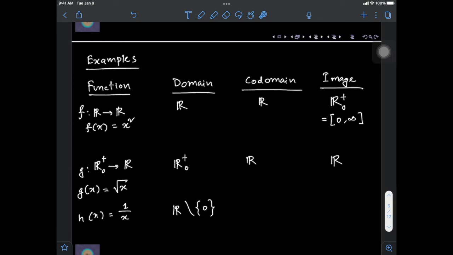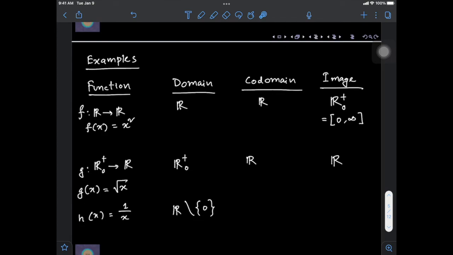Now let's consider another function, g. The domain is the set of all positive real numbers including 0, and the codomain is the set of all real numbers. This function is given by g(x) = square root of x. So we can see that the domain is the set of all positive real numbers including 0, and the codomain is all of the real numbers, and this function can actually attain both positive and negative real numbers. So if we take the square root of 5, where 5 is a positive number, we can get plus or minus 2 different numbers as the output.